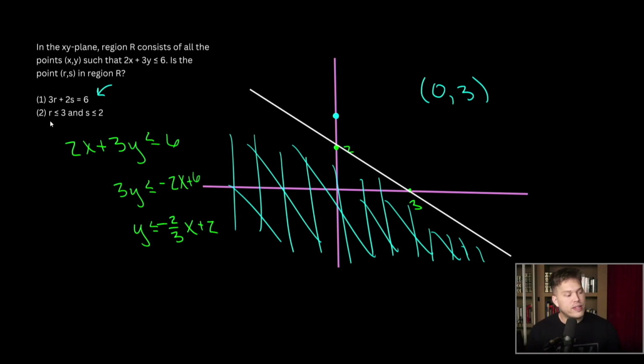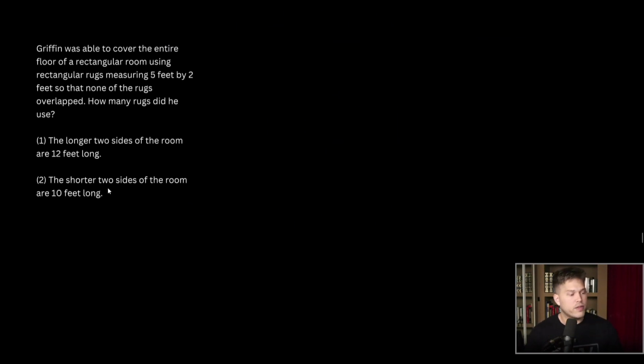Next, let's look at the statement R is less than or equal to 3, and S is less than or equal to 2. Here, let's change colors. Notice that this little block that I'm shading in yellow would meet this requirement of R being less than 3 and S being less than 2. And since this block is outside of region R, statement 2 is also not sufficient. Therefore, our answer is E. Both statements are not sufficient.